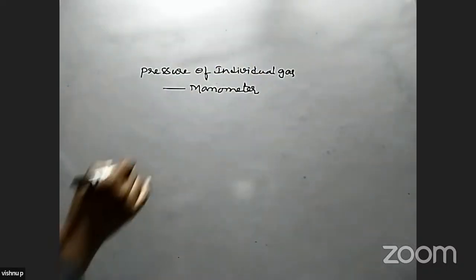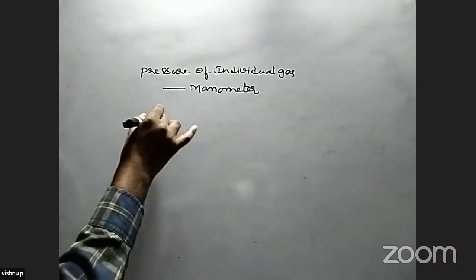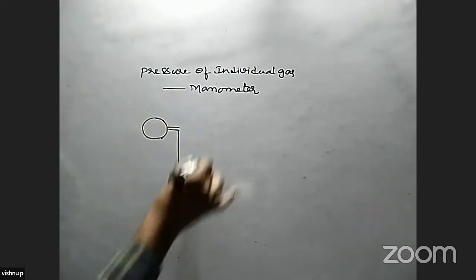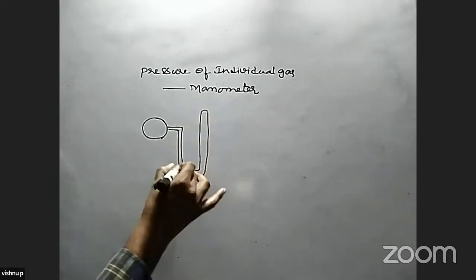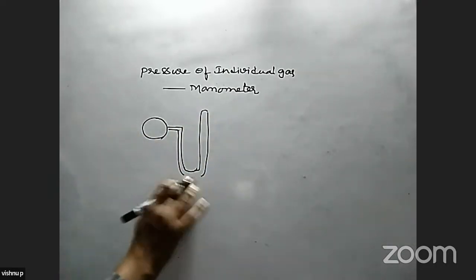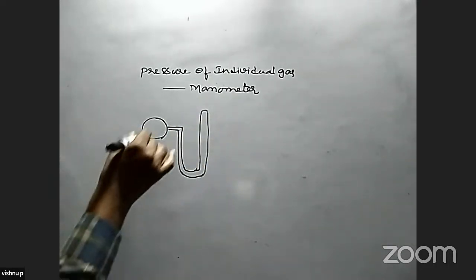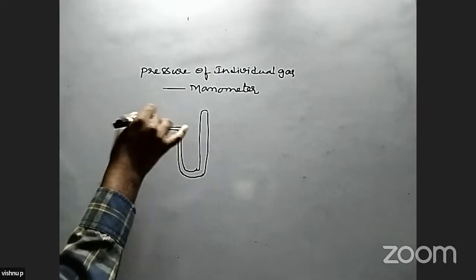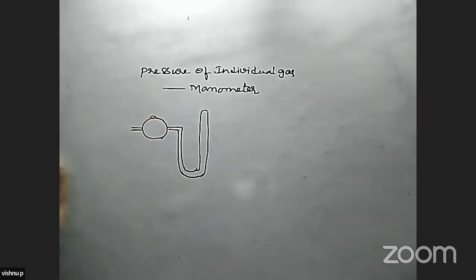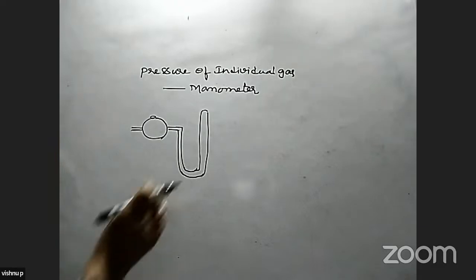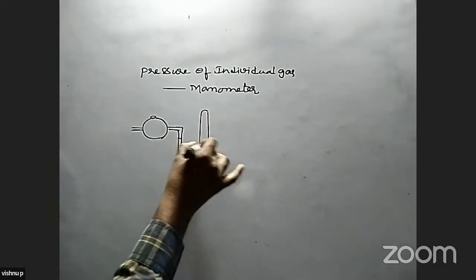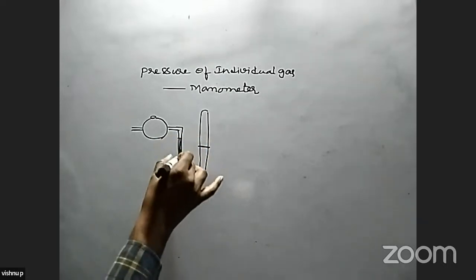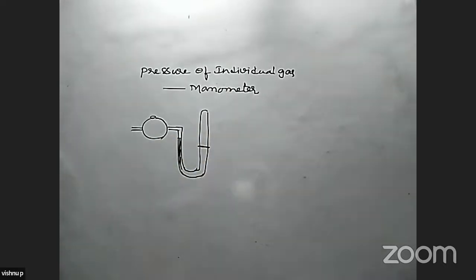Here, manometers are of two types: the open-end manometer and the closed-end manometer. A manometer contains two limbs, connected to the external gaseous pressure. Mercury is present in these two limbs. One is the shorter limb, and one is the longer limb.